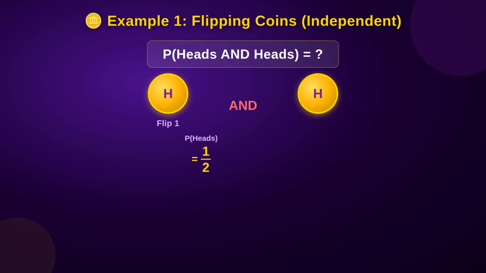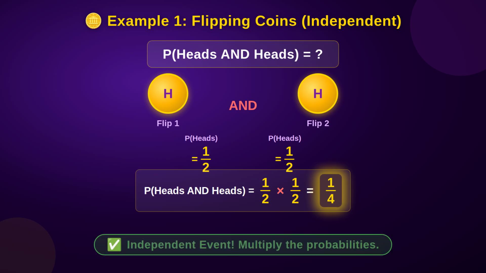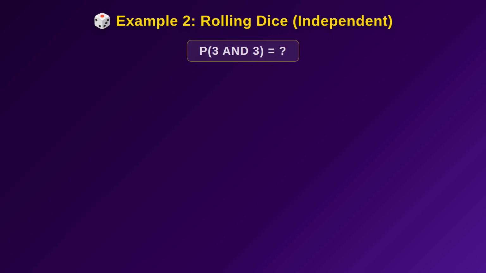Let's solve Maya's first practice problem. She flips a fair coin twice. What is the probability of getting heads both times? First, let's find the probability of heads on the first flip. There are 2 outcomes, heads or tails, and one is favorable. So P of heads equals 1/2. Now the second flip, the coin doesn't remember the first flip, so P of heads is still 1/2. These are independent events, so we multiply. 1/2 times 1/2 equals 1/4. There's a 1 in 4 chance of flipping heads twice. Maya circles her answer, 1/4.